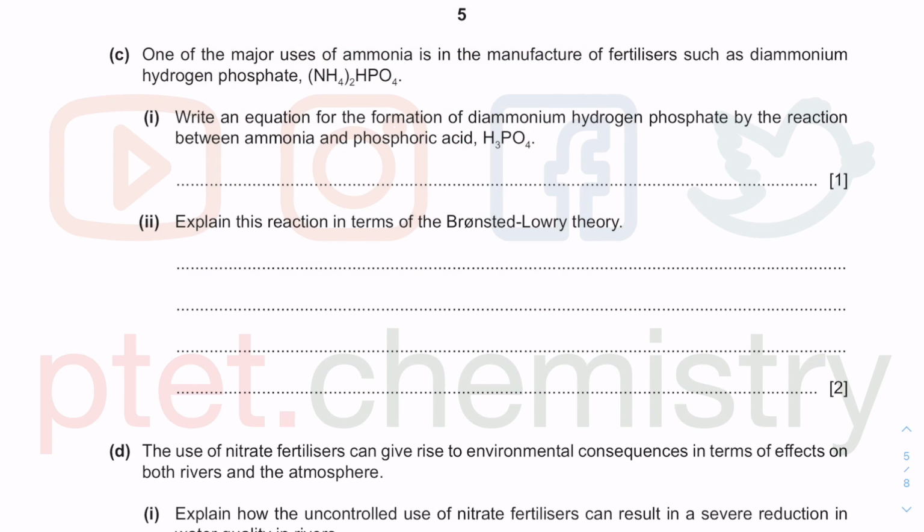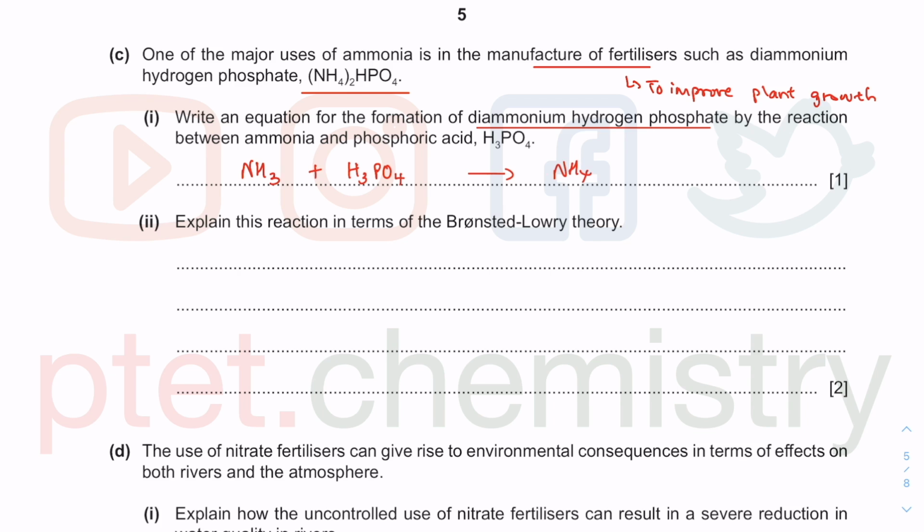Now, one of the major uses of ammonia is to make fertilizers, obviously, and fertilizers are used to improve plant growth. All those nitrogen, phosphorus, potassium nutrients are required by the plant. So now, what do you want? You want ammonia reacting with H3PO4, but very specifically to form diammonium hydrogen phosphate, whose formula has been given there. So you have ammonium and you have HPO4.